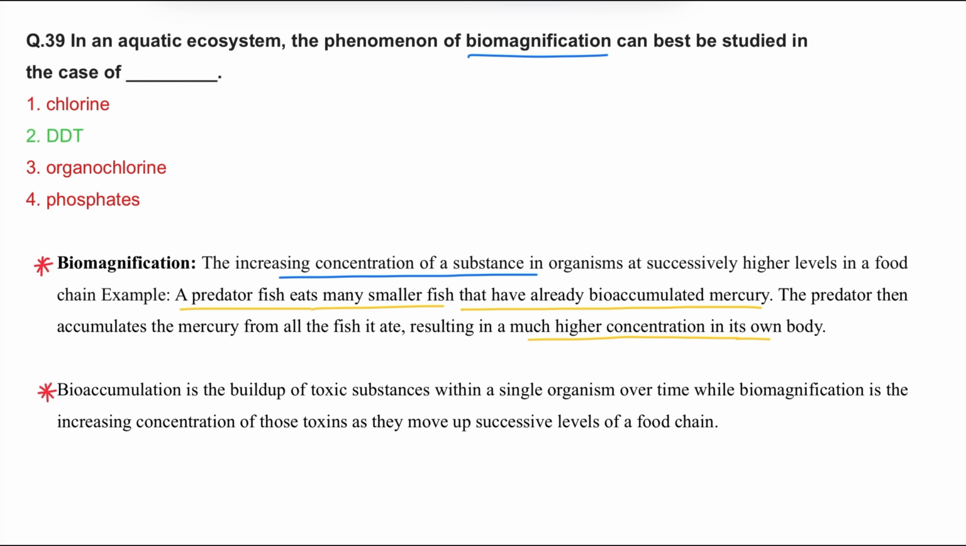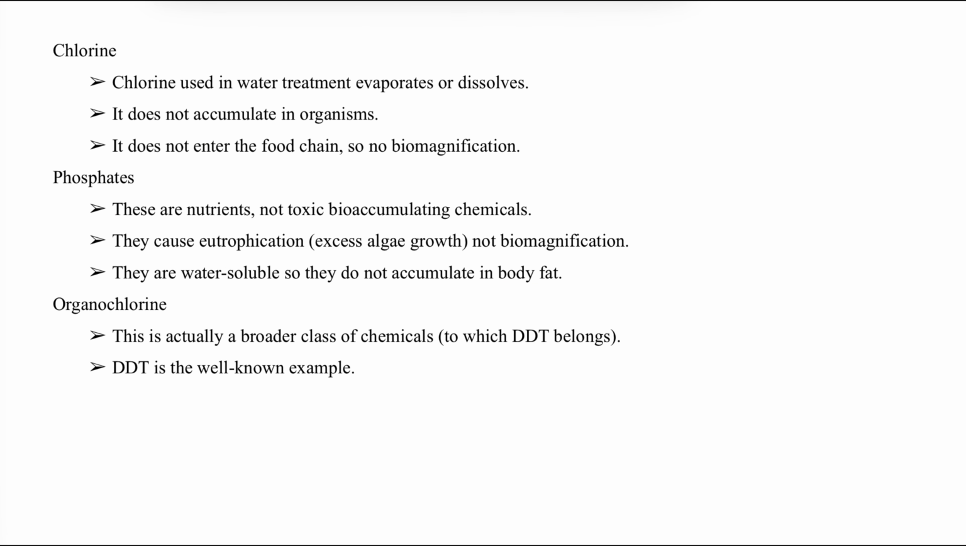Bioaccumulation is the buildup of toxic substances within a single organism over time, whereas biomagnification is increasing the concentration of those toxins as they move through successive levels of a food chain. In the options, chlorine is used in water treatment, it evaporates or dissolves. It does not accumulate in organisms. Phosphates are nutrients but not toxic bioaccumulating chemicals.